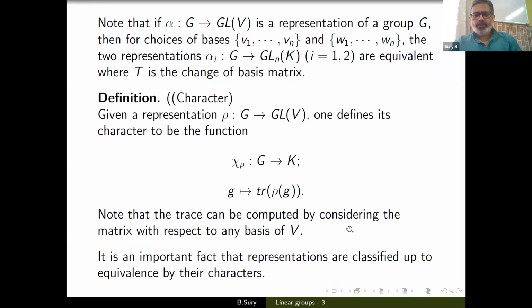So as I said, trace can be computed by considering the matrix with respect to any basis. The reason for introducing this representative, chi rho, is that chi rho is going to represent rho in the world. Rho is itself a representation, but chi rho is truly a representative, because representations are classified up to equivalence by their characters. In other words, rho and rho dash are equivalent representations if and only if the corresponding functions chi rho and chi rho dash are equal functions.